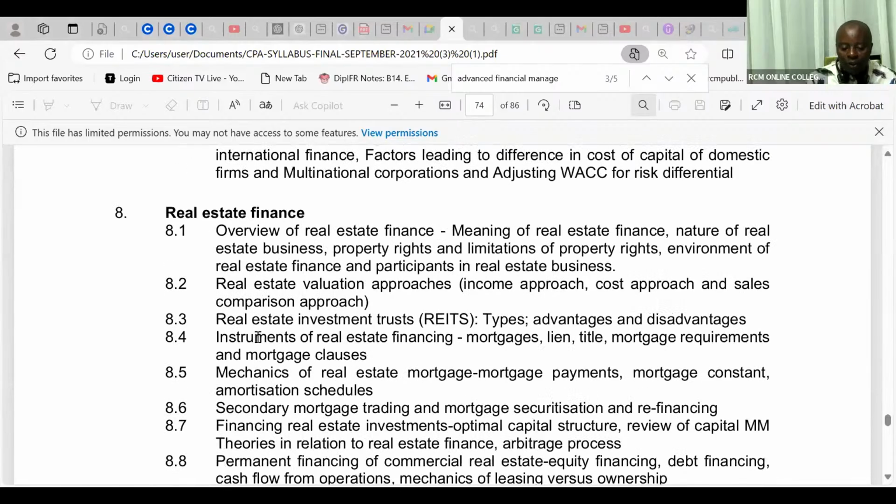So we'll be looking at these international financial institutions, very, very important, amongst other theories. Then we have what we call real estate finance, property. Very good. How do we value these properties? We shall be able to look at what we call real estate investment trusts, like, for example, the CIFH hostels. CIFH hostels operate under the REITs system. REITs is real estate investment trusts.